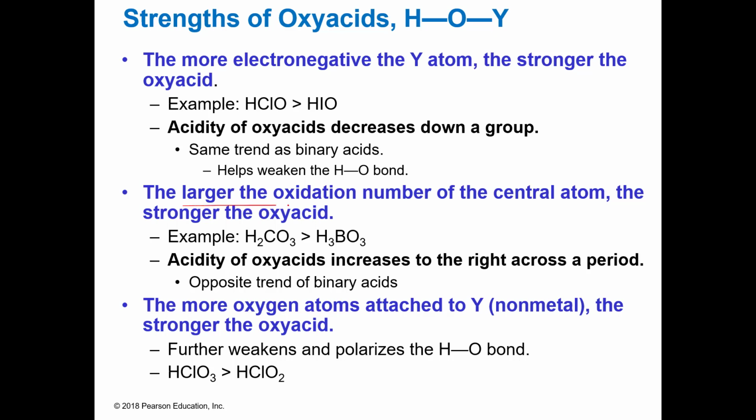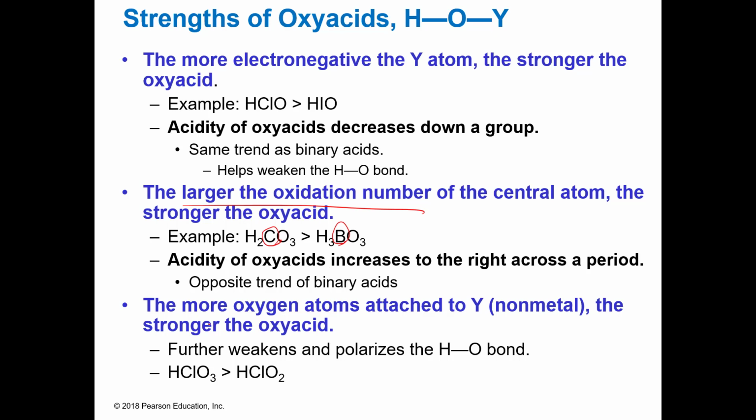Also, the larger the oxidation number of the central atom, the stronger the oxyacid. So H2CO3 would be a stronger acid than H3BO3. So the acidity of these increases as you go left to right, which is the opposite trend of the binary acids.